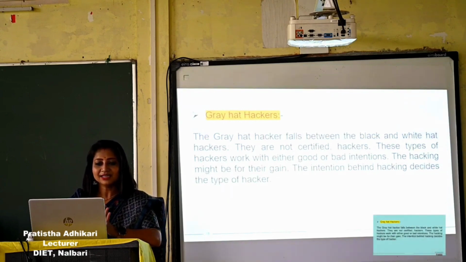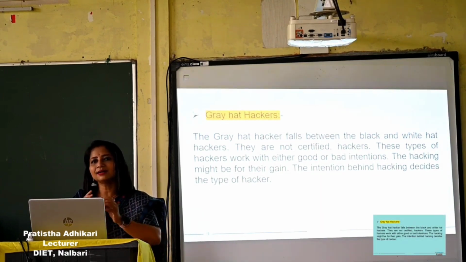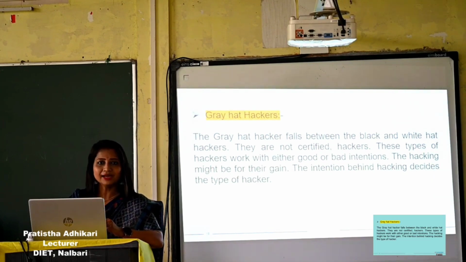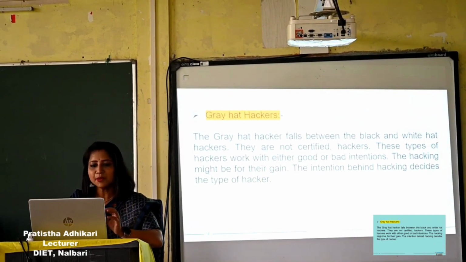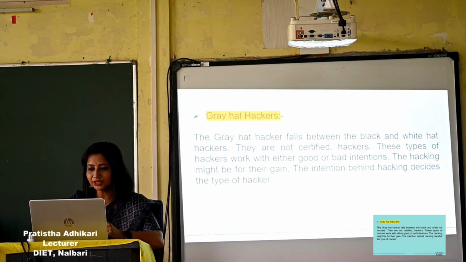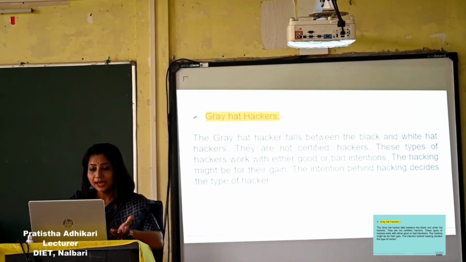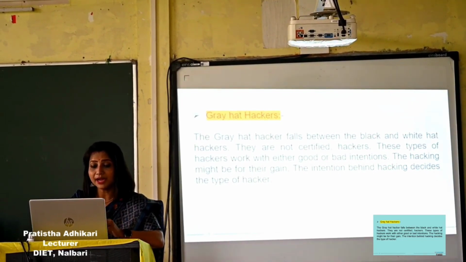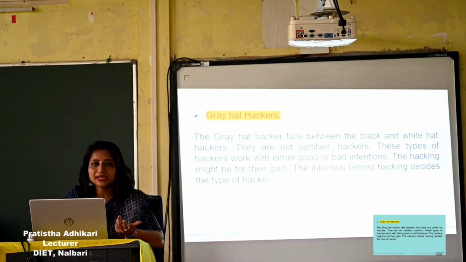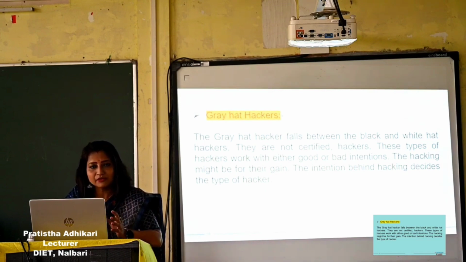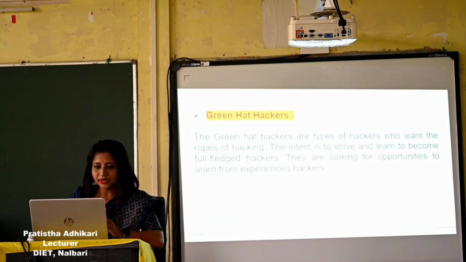So next are the gray hat hackers. The gray hat hackers are a category that fall between the white hat hackers and the black hat hackers. Now they are not certified hackers as the white hat hackers. These type of hackers work with either good or bad intentions. The hacking might be for their own gain, and the intention behind hacking is decided by the type of hacker. So basically the gray hat hackers do both good or bad things. Sometimes they safeguard the system or the organization's data, or at the same time sometimes they might do some bad things for their personal gain. So these are the gray hat hackers.